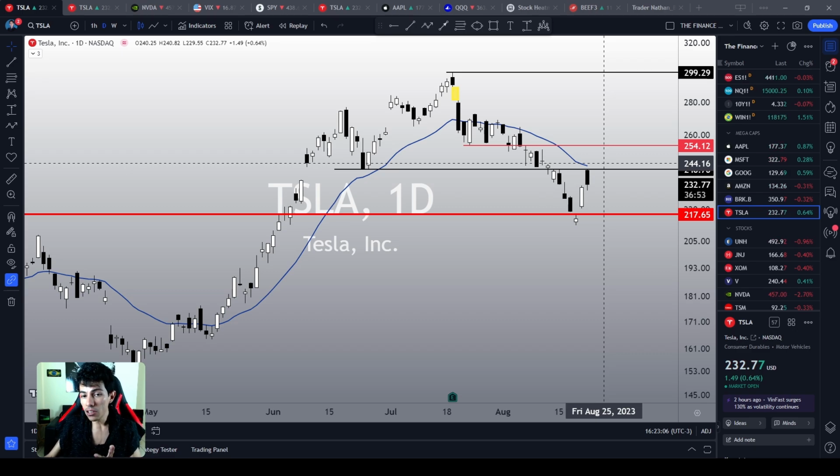This is why I'm telling you guys, this is a breakpoint for Tesla, and apparently it all depends on how it will react from here. This is what we're gonna talk about in this video.